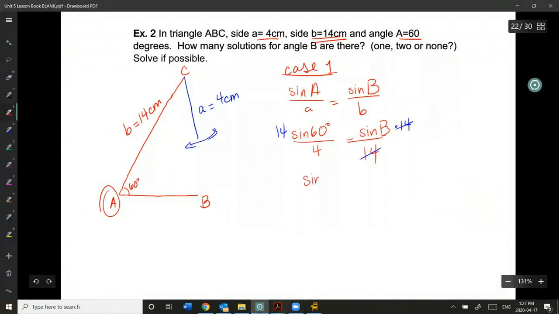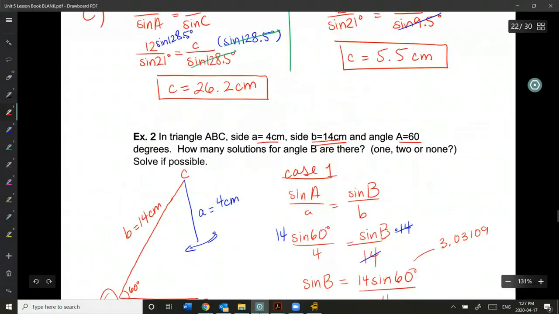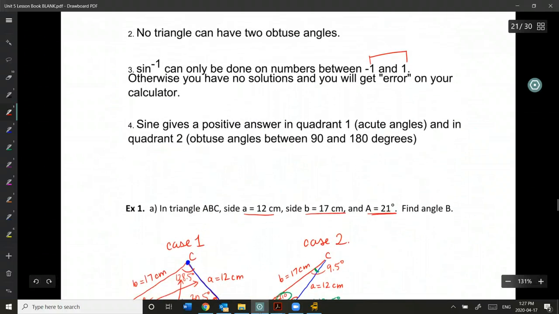And I want you to calculate this number in your calculator here. So take a second to do that. 14 times the sine of 60 over 4. Okay, so I got a number that's about 3.03109, let's say, rounded. Now, remember, I can only take the sine inverse of values between -1 and 1. Is 3.031 in between -1 and 1?